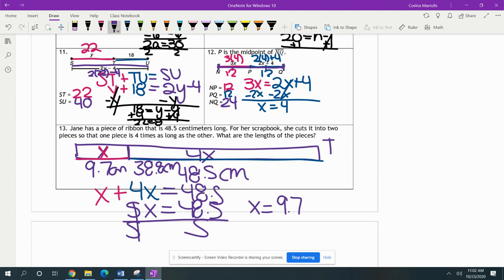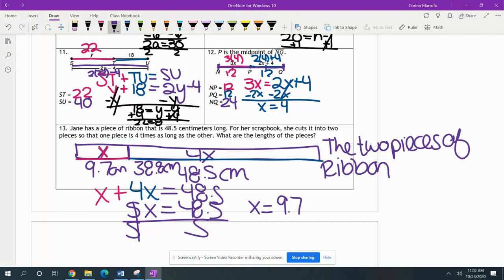So the two pieces of ribbon are 9.7 centimeters and 38.8 centimeters long. And that's it.